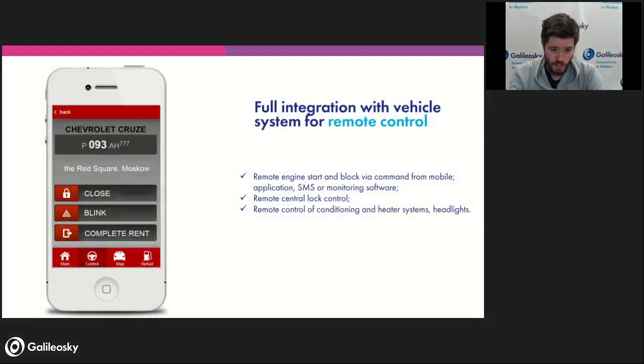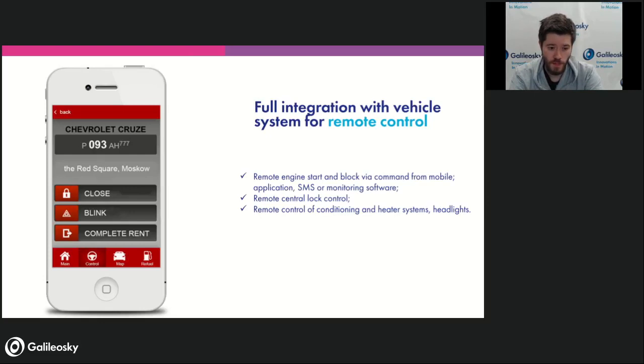What else is needed is a full integration with the system for remote control. As I already mentioned, some parts of the vehicle system are crucial for car sharing, like the blocking system, central lock, engine start and block. Commands can be sent in different ways, so it's not only commands from the mobile application. It can also be a command using SMS, or commands from monitoring software, if the monitoring software supports it, of course.